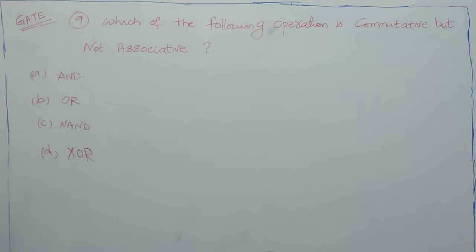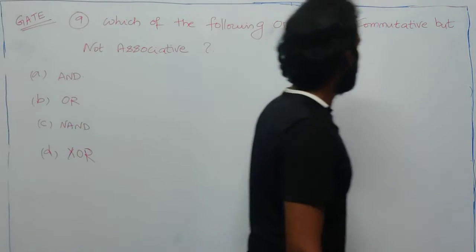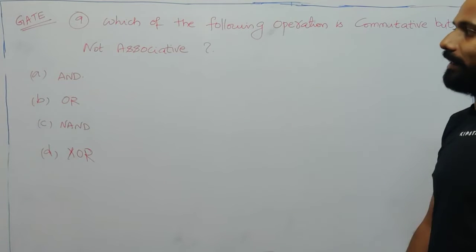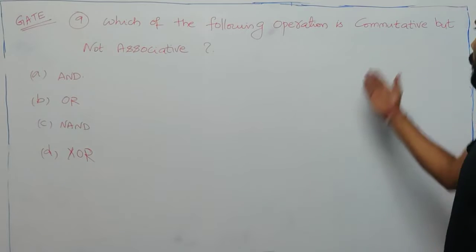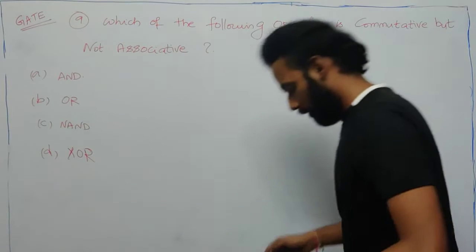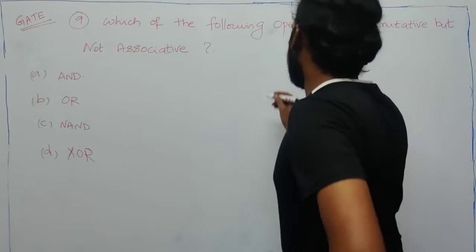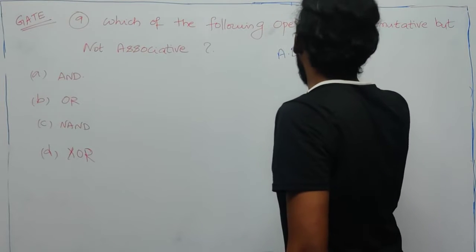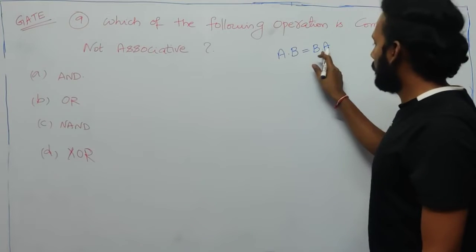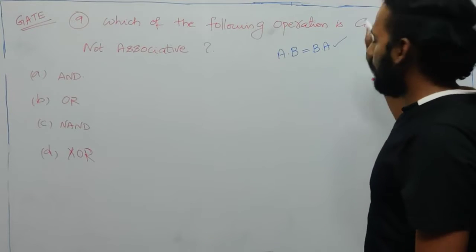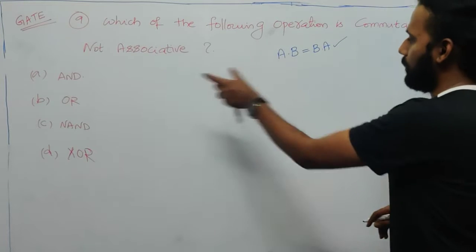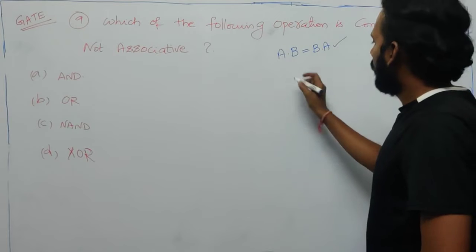Now, which of the following operations is commutative but not associative? Now we know already what the commutative law is, right? So whichever satisfies this, we know that A dot B is equal to B dot A. I know this is commutative, it will satisfy the commutative law, which means the AND operation satisfies the commutative property.